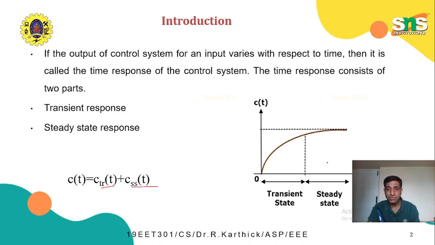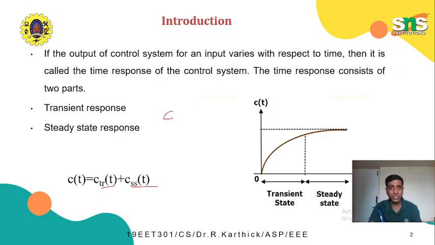Now this is the response we are talking about. The initial part, where we have the changes, is called the transient state. As time increases, when it takes a constant value after the initial rise, it is called the steady state. So basically time response is nothing but the output as a function of time in a control system.